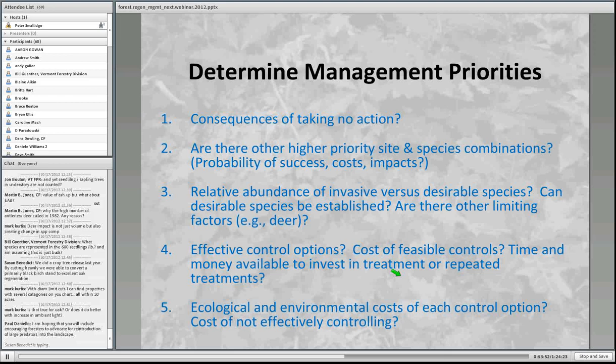I break out management options into two different categories. The target specificity. So we can have a selective mechanical control treatment, such as hand pulling, as an example. A selective chemical control treatment would be a cut stump, and you can see this. And you can imagine there are lots of different examples that you could put into chemical. These are just some examples.